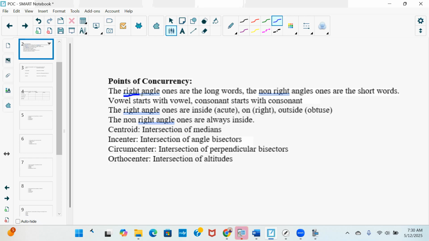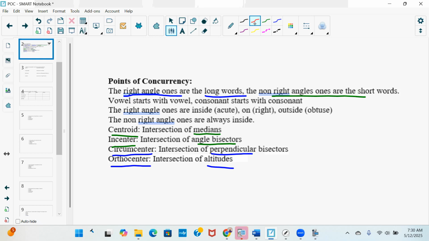The right angle ones are the long words. Circumcenter and orthocenter are the long words. They both deal with right angles. Perpendicular bisectors form right angles. Altitudes form right angles. The non-right angle ones are the short words. Centroid and incenter are the shorter words. Medians have nothing to do with right angles. Angle bisectors have nothing to do with right angles. All right, that cuts it in half.